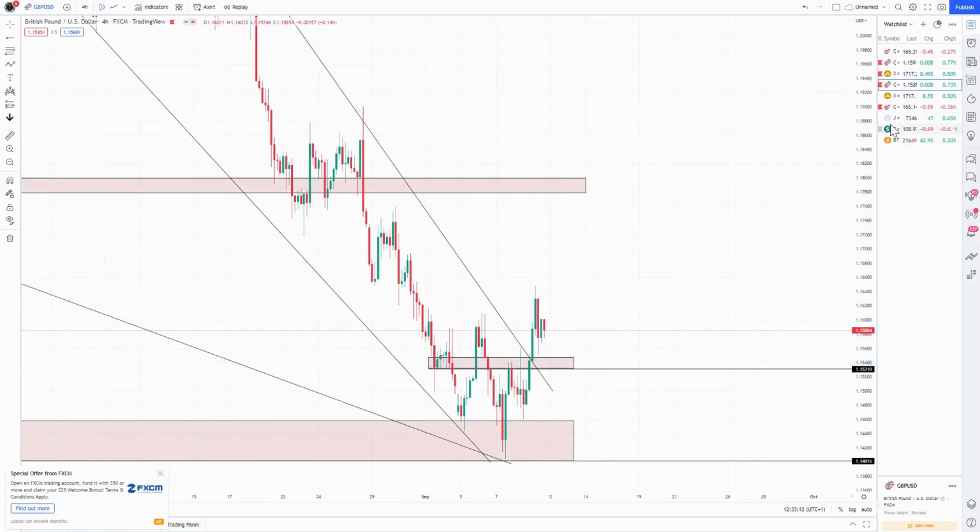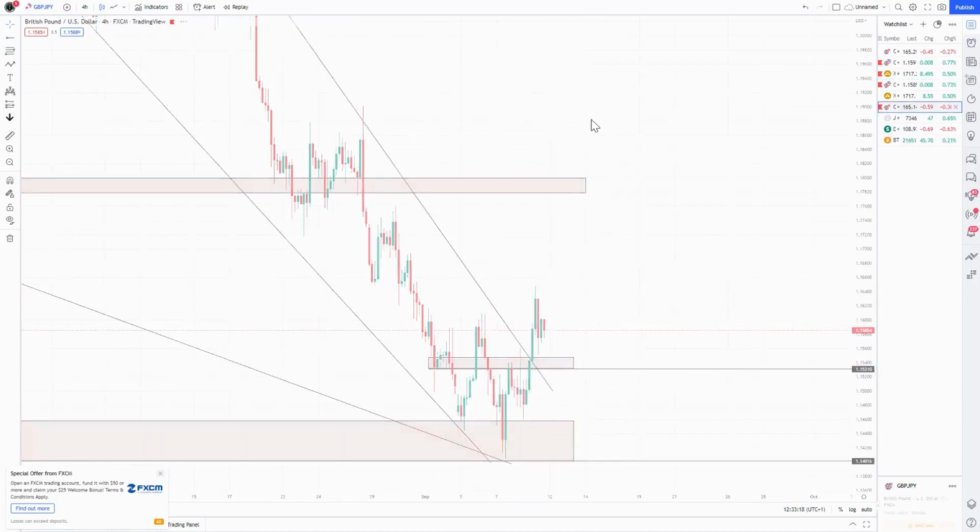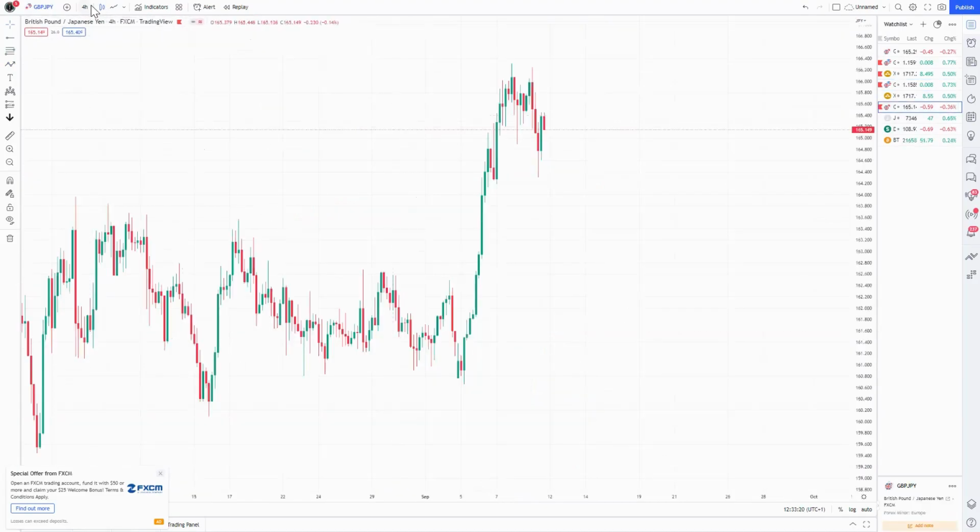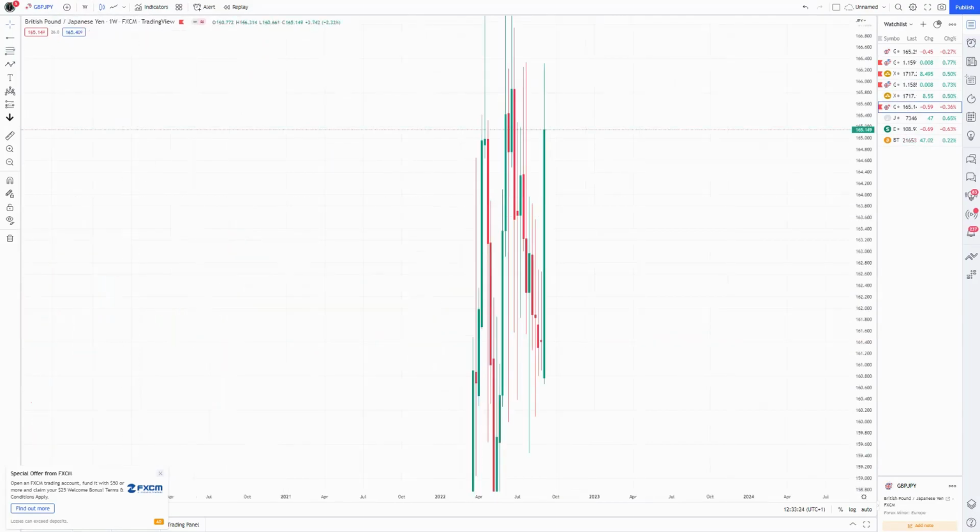So let's go to GBPJPY now. Let's go to the daily time frame. Okay.